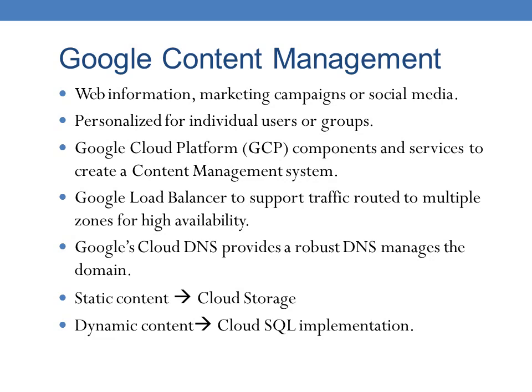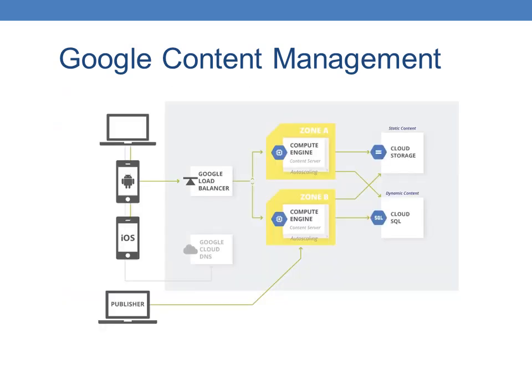The first one is web information, marketing campaigns or social media, personalized for individual users or a group. Google Cloud Platform components and services are used to create a content management system. Next one is Google Load Balancer, to support traffic routed to multiple zones for high availability. Google Cloud DNS provides a robust DNS and manages the domain. Static content is in cloud storage. Dynamic content is a Cloud SQL implementation.